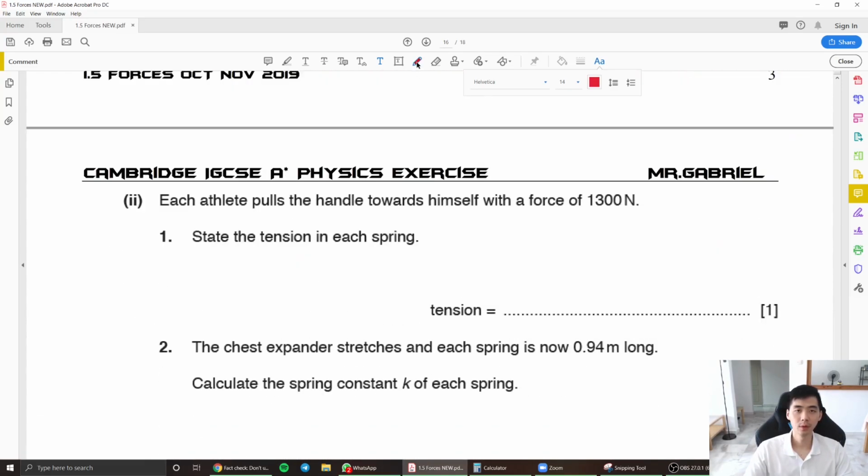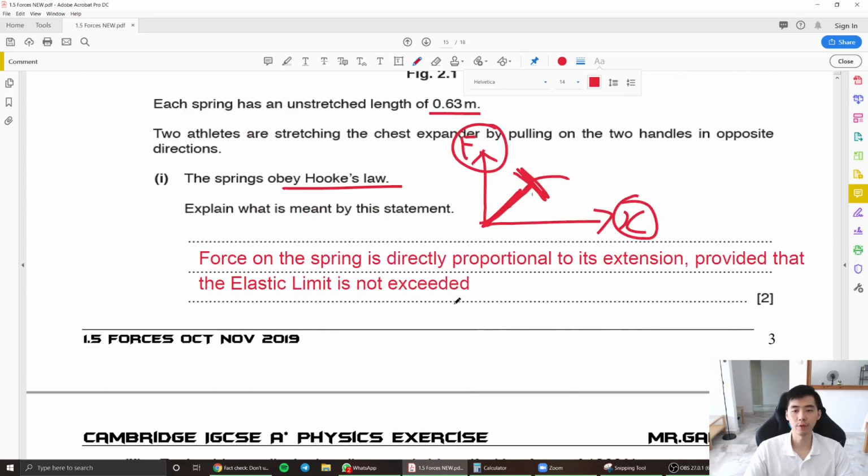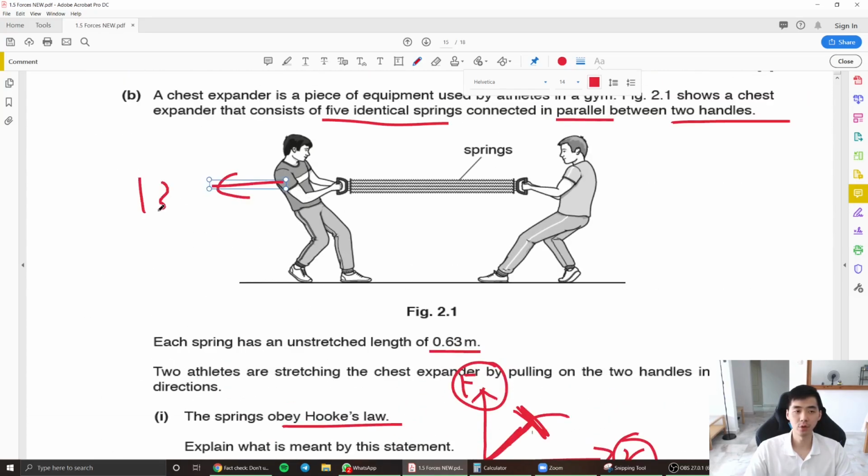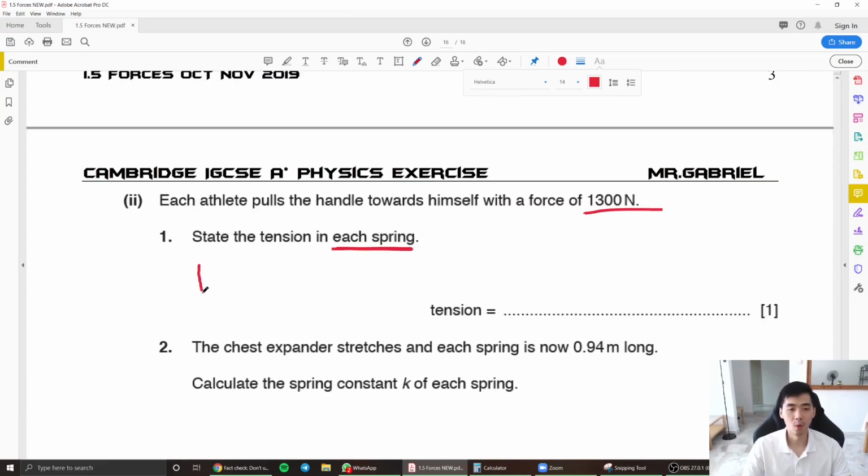Then moving on, each athlete pulls the handle towards himself with a force of 1,300 newtons. State the tension in each spring here. So if each of them is pulling by 1,300 newtons, it means each spring, there are 5 springs here, right? So to find out the tension for each spring, it is basically 1,300 divided by 5. I would get an answer of 260 newtons.